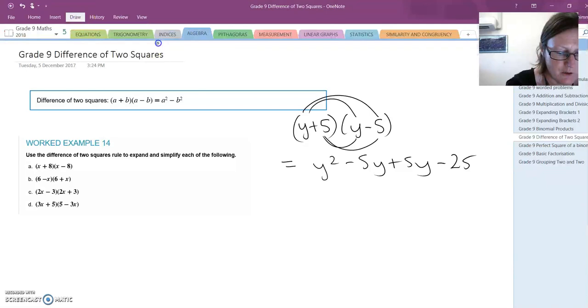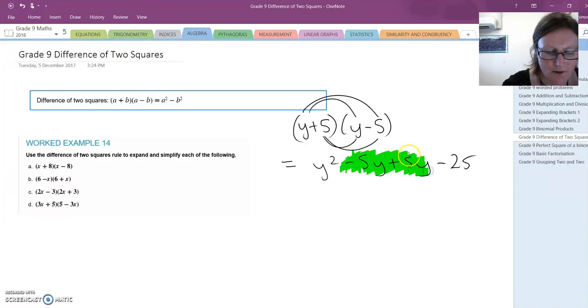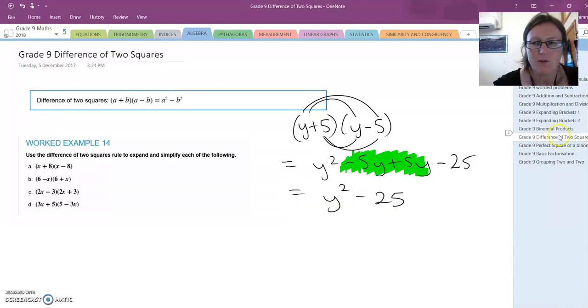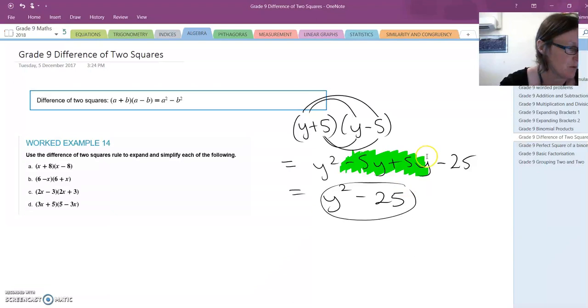If I look for my like terms, there are my like terms, and they in fact cancel each other out. So those like terms cancel each other out, and my answer is y squared subtract 25. So if we can recognise this, we can do a shortcut, we can go straight to the answer, because this is a special type of product. Let's look at our answer.